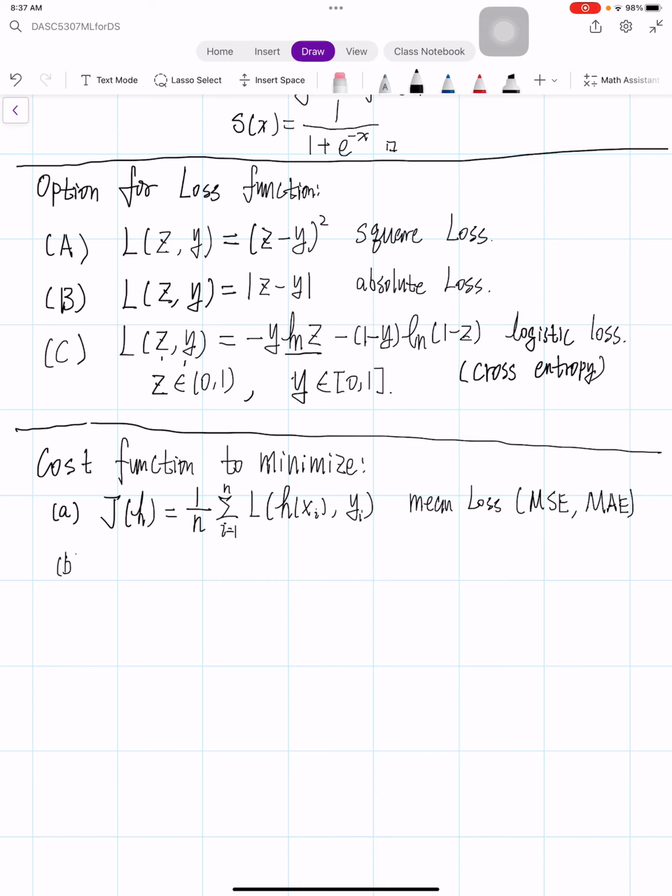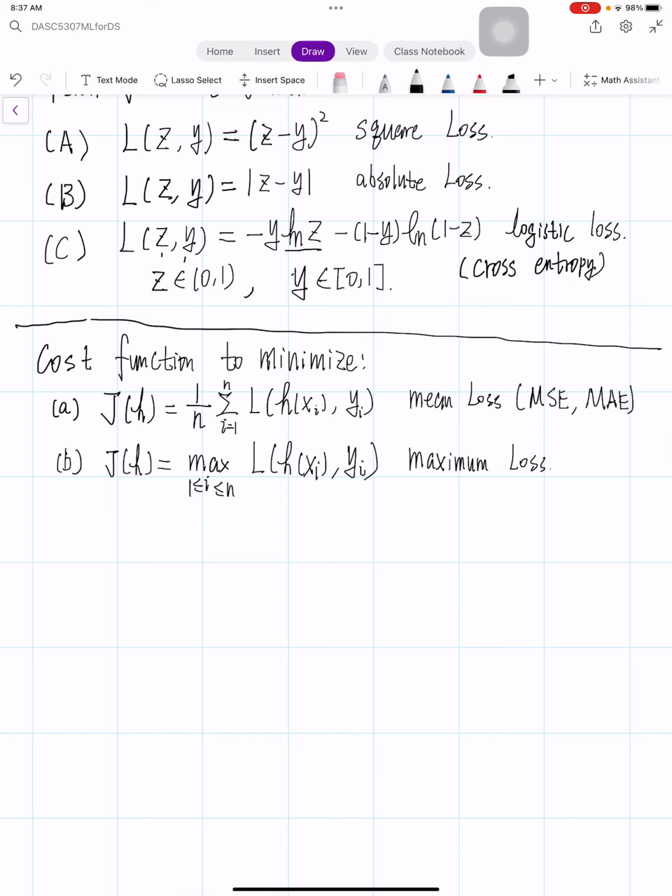The second choice for the cost function could be, instead of considering the average one, you consider the maximum one. This is called a maximum loss. The third choice for the cost function is the weighted sum.